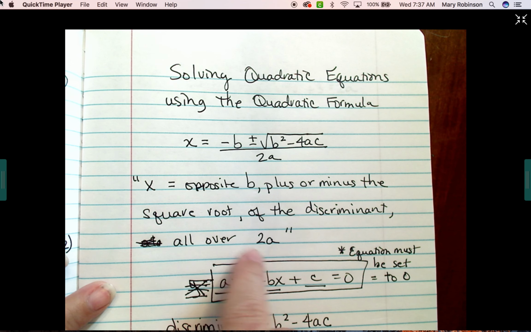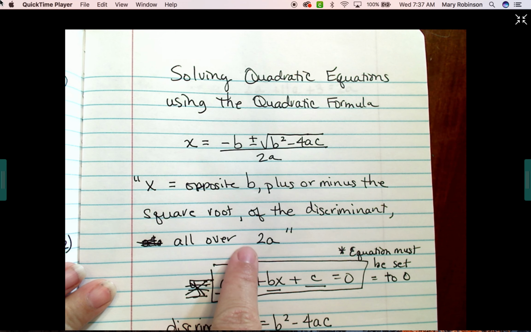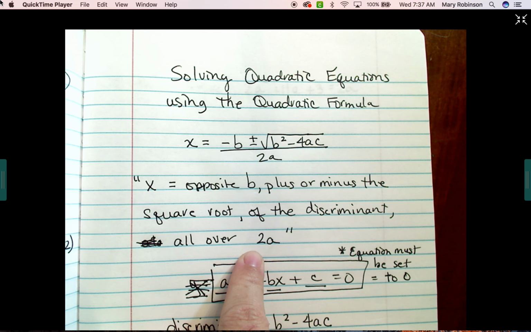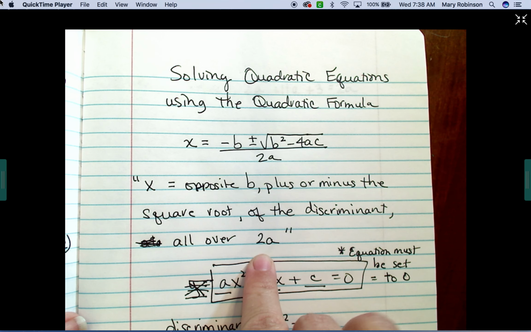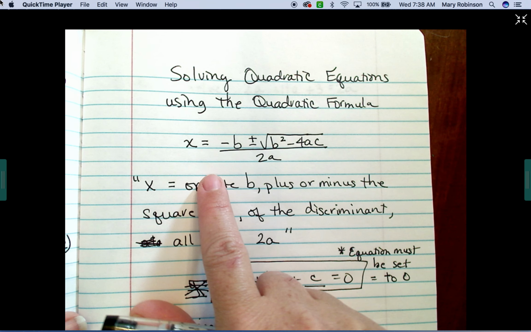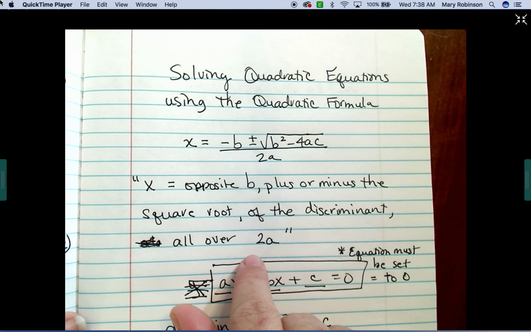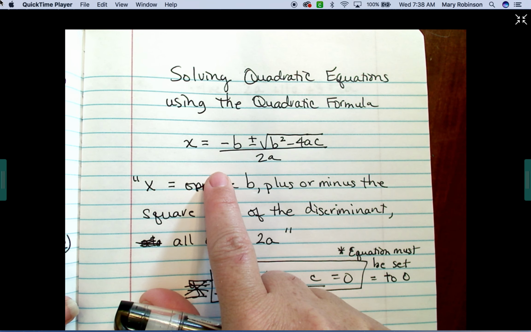There's actually a song that we're going to use to remember this, and I sing the song using the tune Pop Goes the Weasel, if you're familiar with that. And when you hear the tune, you'll probably recognize it. So don't think I'm corny or crazy, but I promise this will help you remember it.